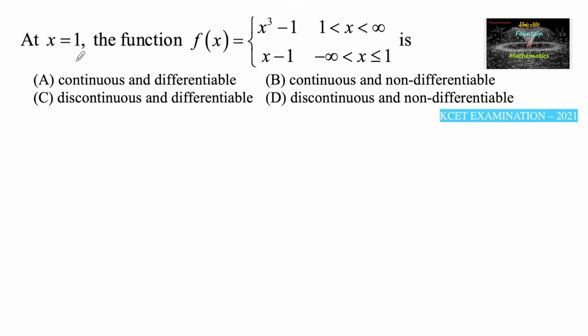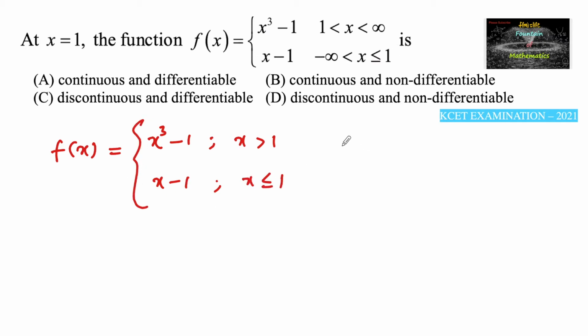At x is equal to 1, the function f of x is equal to x^3 minus 1, where 1 less than x less than infinity, that is x is greater than 1, and x minus 1 for minus infinity less than x less than or equal to 1, that is x less than or equal to 1. We need to check whether this function is continuous or differentiable at x is equal to 1.